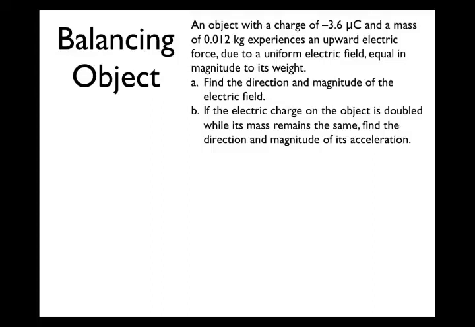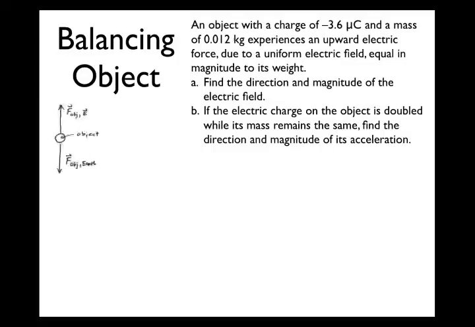So if it experiences an electric force up and a gravitational force down, and those are equal to one another, this object is going to be levitating there, or if it were already moving, it would move with constant velocity. So we want to find the direction and the magnitude of the electric field, and then think about what would happen if we doubled the electric charge on the object while the mass remained the same. What would that mean for the acceleration of the object?